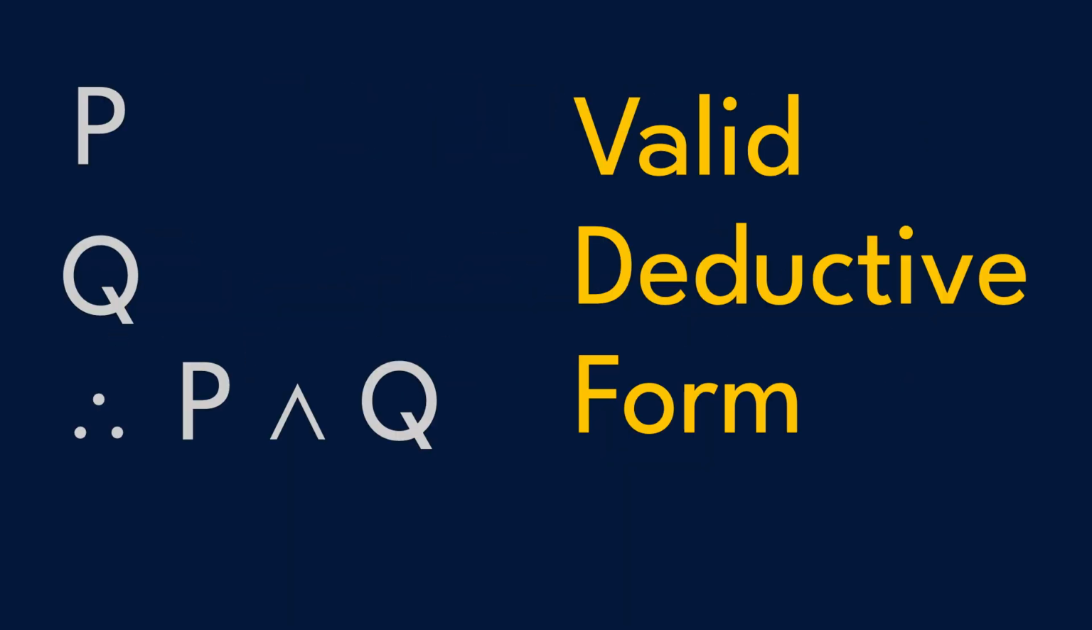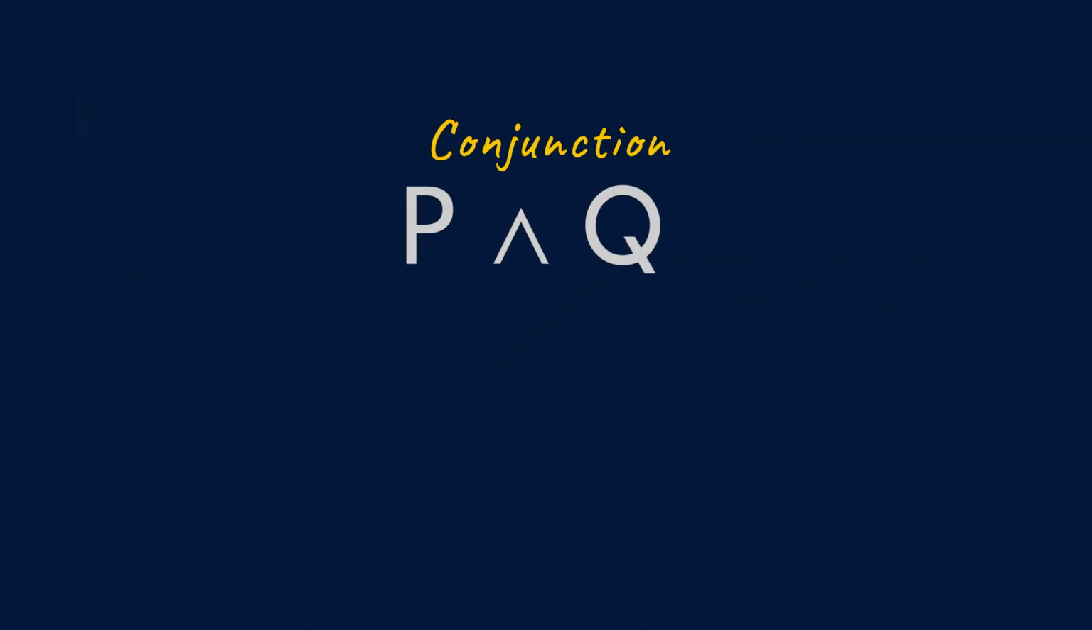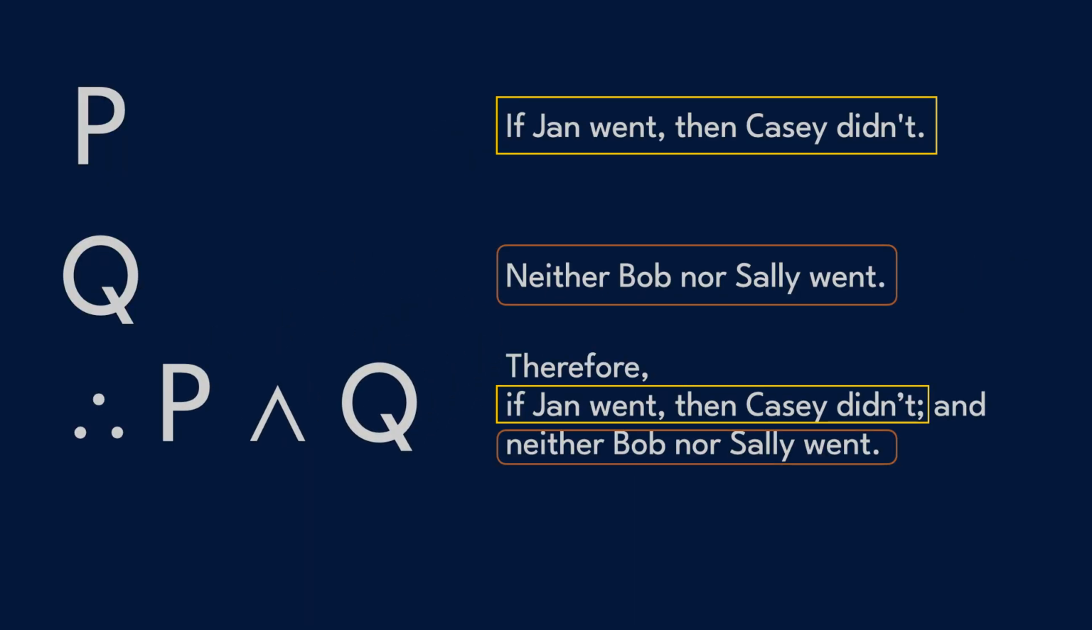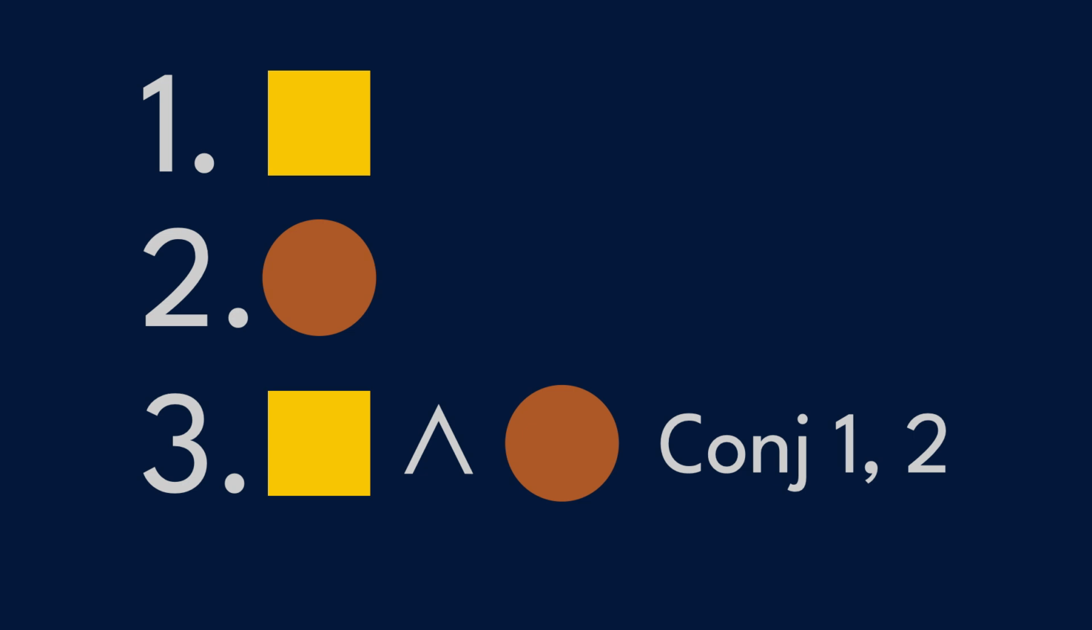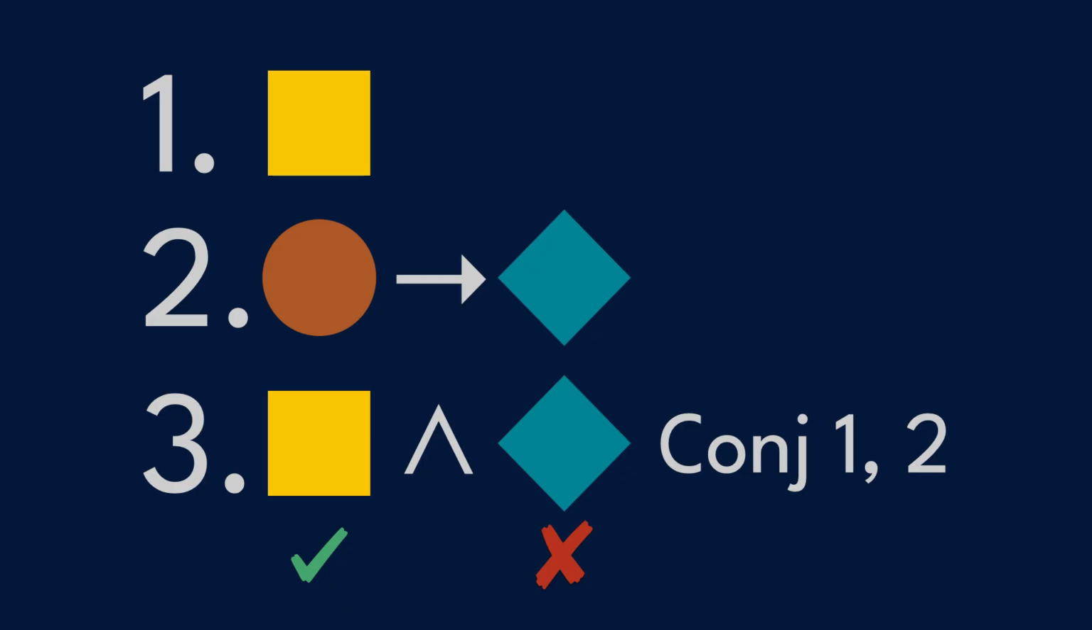Conjunction is a valid deductive form that creates a conjunction, an and statement, with a conjunct on each side. Arguments can be much more complex and still count as conjunction as long as they keep the same structure. To avoid error, remember, conjunction only works when you already have both parts independently. They can't be locked into other formulas.